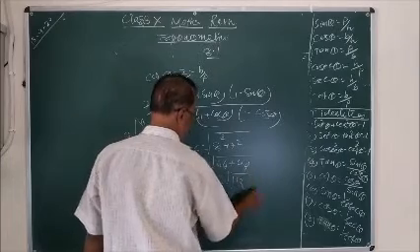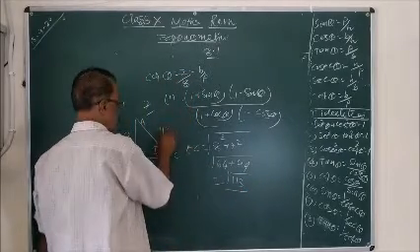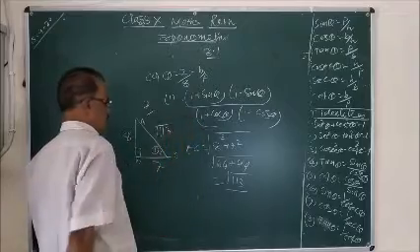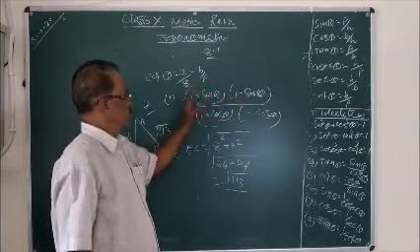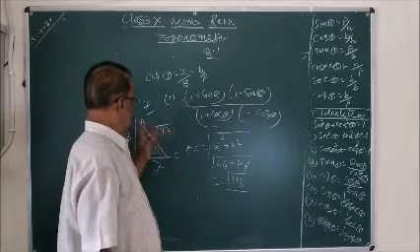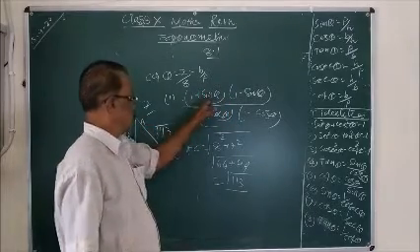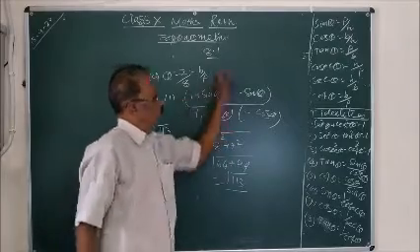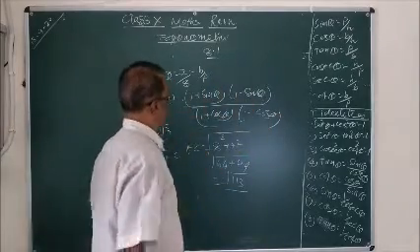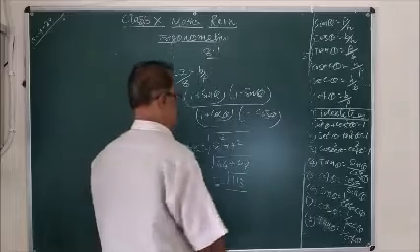No, under root, so this will be the value of root 113. And now you have to find the value of (1 + sin θ). One way is that you find the value of sin and cos and put them in. Otherwise, you can simplify the given expression, so you will get it in a very short form.